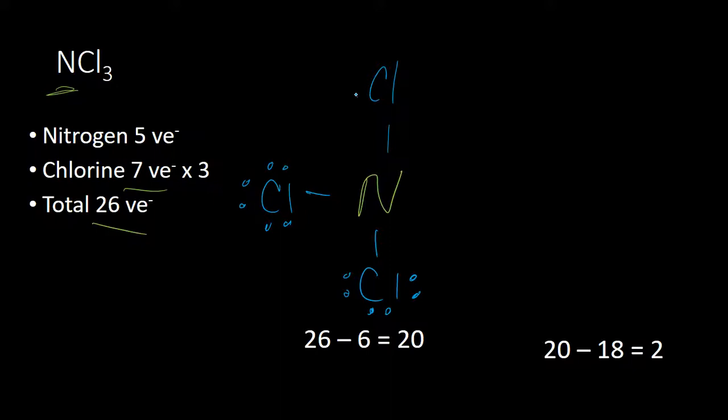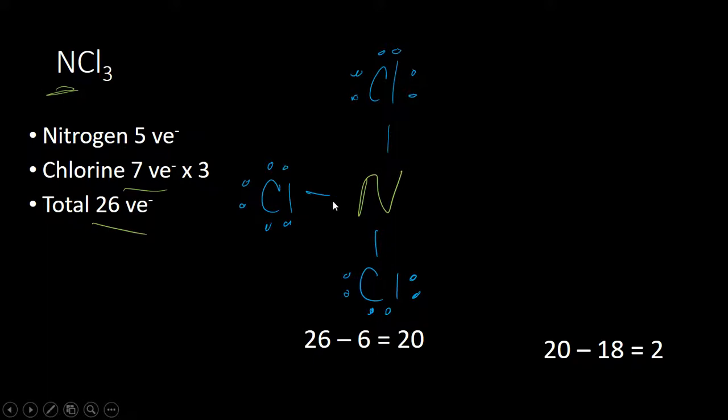And here's 6 on this one. So now we've used 18 more of these 20 electrons. 20 minus 18 means we have 2 electrons left. We have completed the octet on all the outer atoms, and now we can deal with nitrogen.